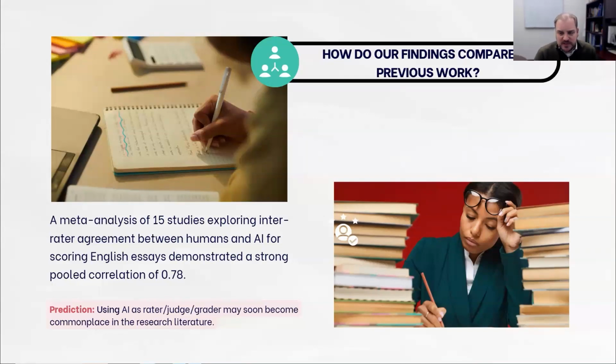So based on these promising findings, I think it's plausible to use AI as a rater or a grader. And that could actually become very commonplace here in the near future within both educational practices as well as within research practices. So I feel like this is kind of the directionality that AI is headed in.